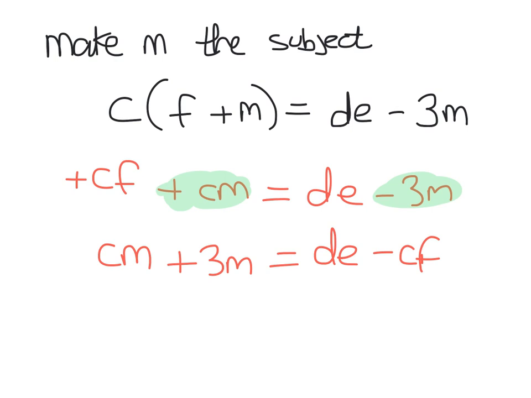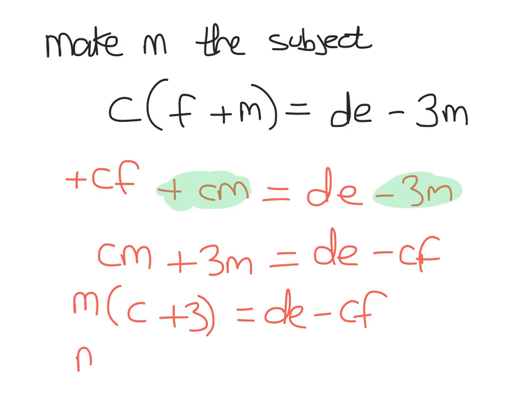We can then factorise, so I've got m bracket c plus 3 equals DE minus CF. And then that gives me m equals DE minus CF over c plus 3.